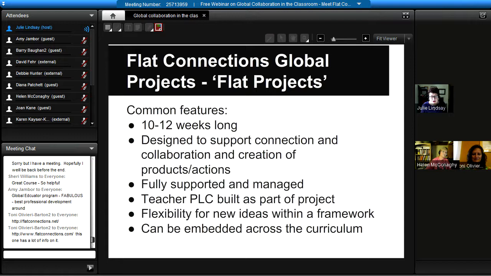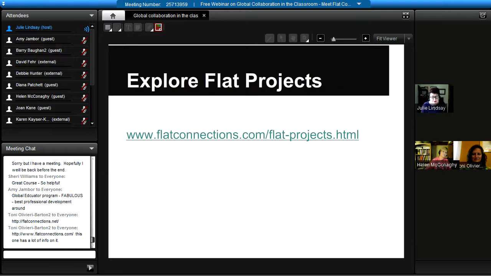So we work hard at Flat Connections to support and manage and to sustain the project, and we do provide support for technical issues and tools, as well as other support for prolonging, sustaining the project. So that, just to let you know, that's what we are about. And really, our projects can be embedded across the curriculum in many different ways.